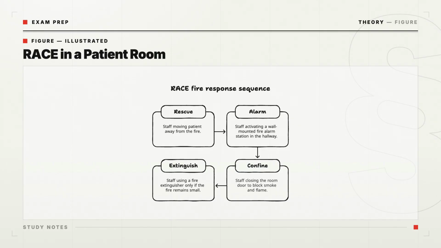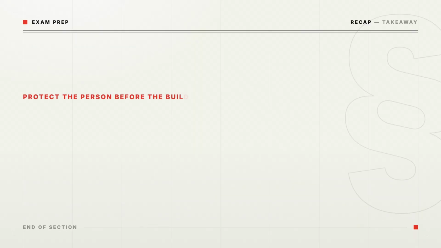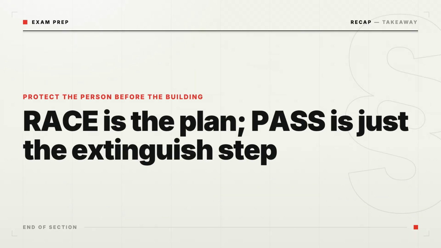Picture a nurse finding a wastebasket fire near a stroke patient who cannot move. She moves the patient out first, pulls the alarm in the hallway, closes the door to hold back the smoke, and only then considers the extinguisher if the flames are still small. Whenever an exam question places a patient in a room with fire, rescue comes first. And remember, RACE governs the whole event, while PASS only describes how to operate the extinguisher once the patient is already safe.